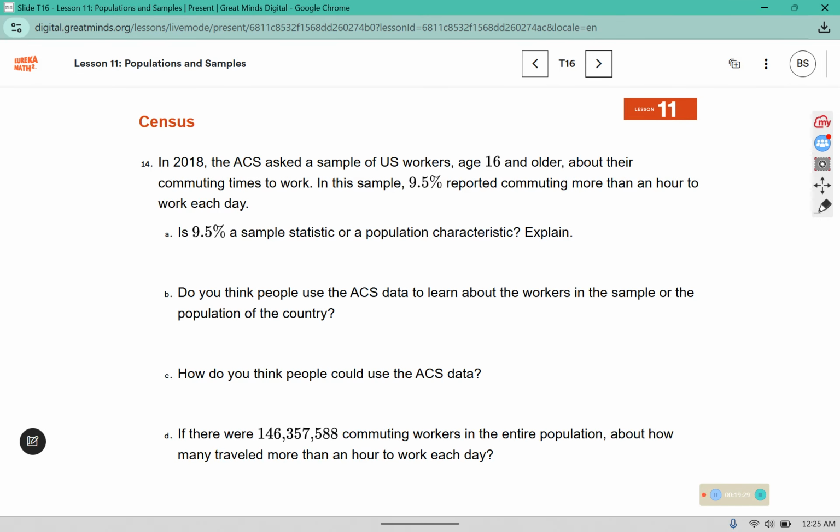In 2018, the ACS asked a sample of U.S. workers ages 16 and older about their commuting times to work. In this sample, 9.5% reported commuting more than an hour to work each day. Is 9.5% a sample statistic or population characteristic? That is a sample statistic because they sampled some of the workers.